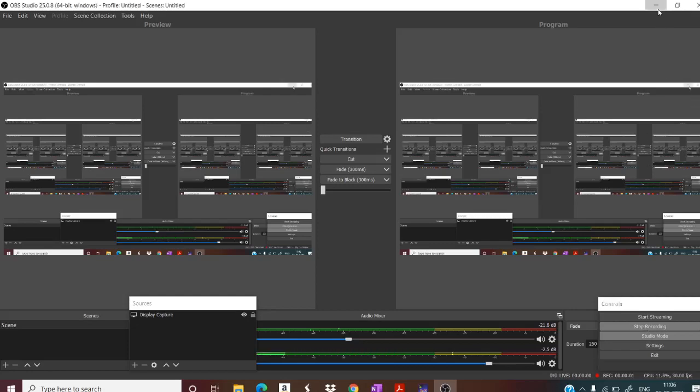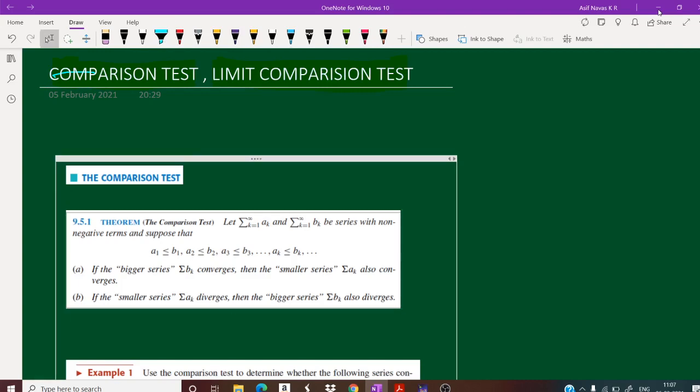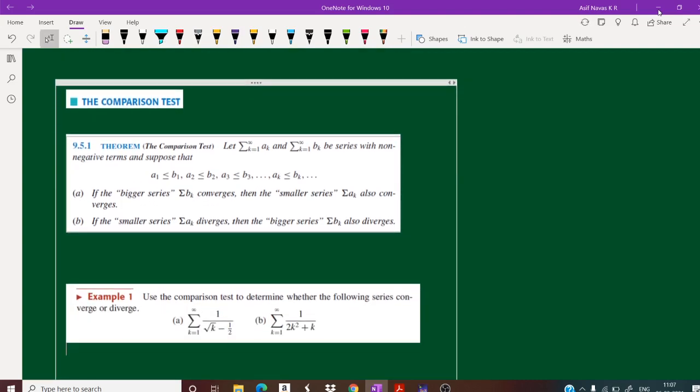Okay, so in this lecture we will discuss comparison test and limit comparison test. Okay, so the first test is comparison test.